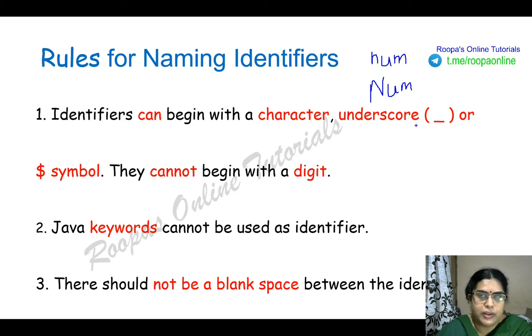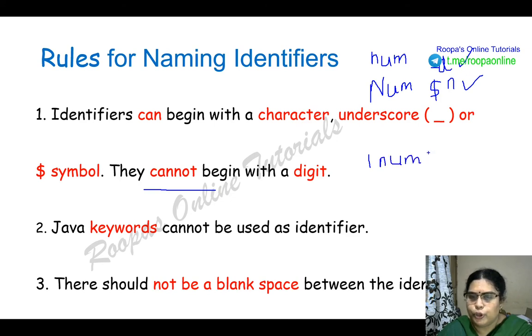And it can begin with an underscore. For the underscore symbol, you can use the shift key and the key next to the plus sign. Here I can say underscore A. This is also a valid identifier. And a dollar symbol, which is found on top of the number 4. Shift plus 4 will give you the dollar symbol. If you write a variable name like $n, this is also correct. But they cannot begin with a digit. So I cannot write 1num. This is wrong.